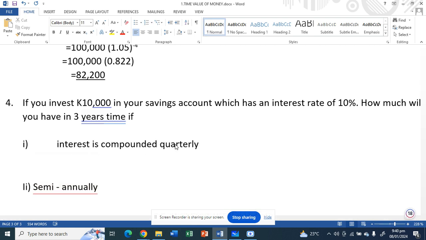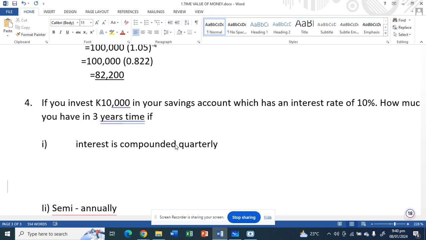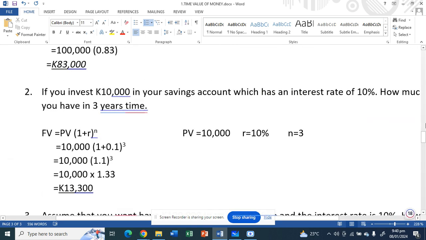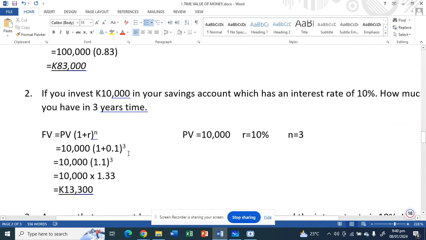So the same thing. This time now we're trying to calculate the future value. We already have our present value, but we want to find out how much this 10,000 is going to be worth in 3 years' time if our interest is compounded quarterly. When interest is compounded quarterly, the number of compoundings, which is denoted by small letter n, is 4. So all we need to do is just get the future value formula.